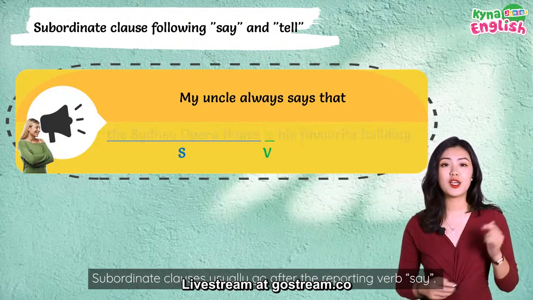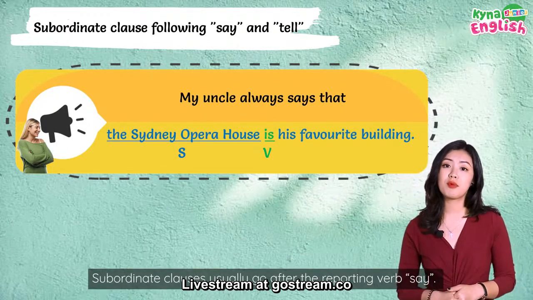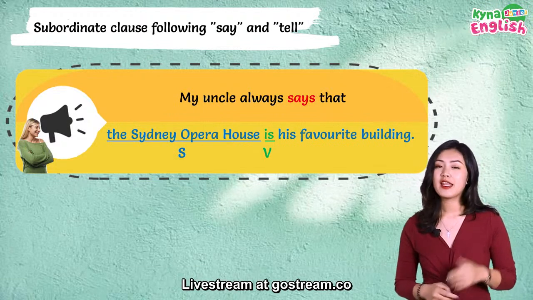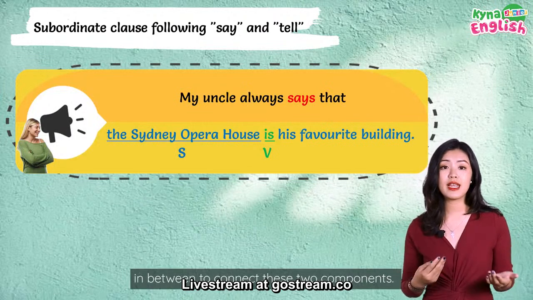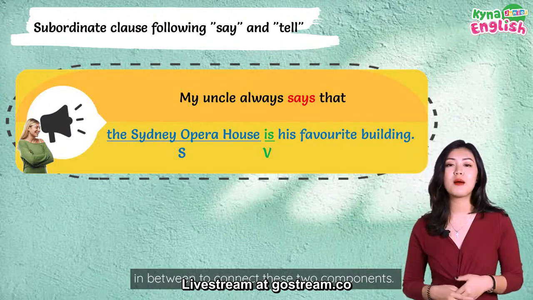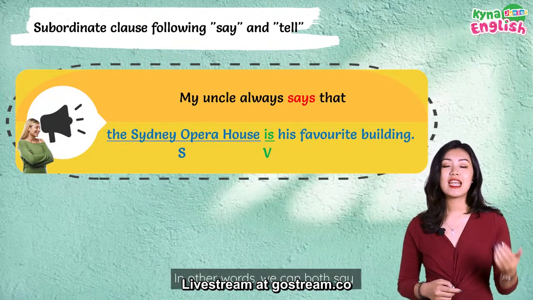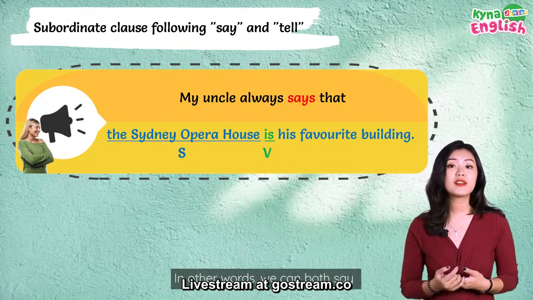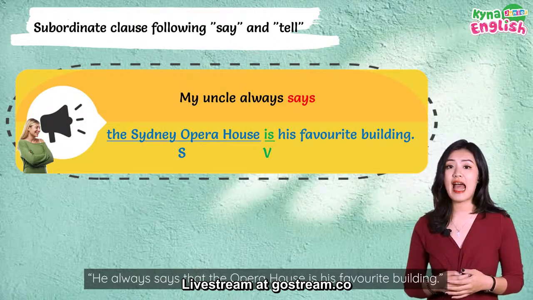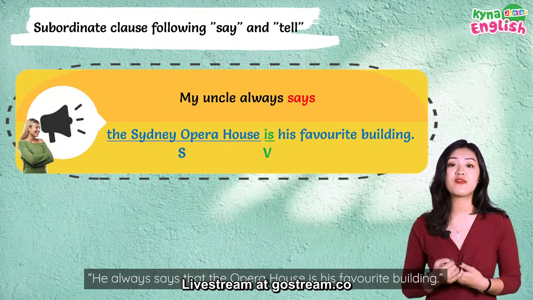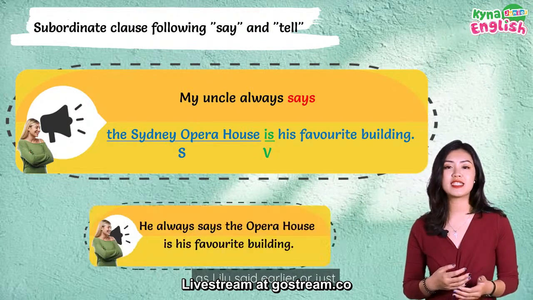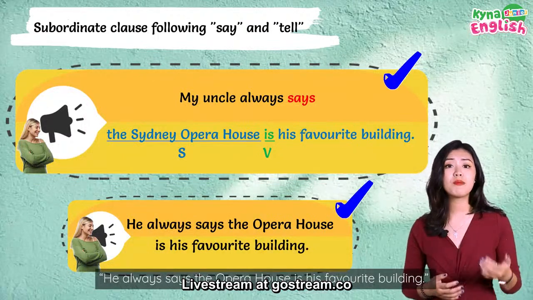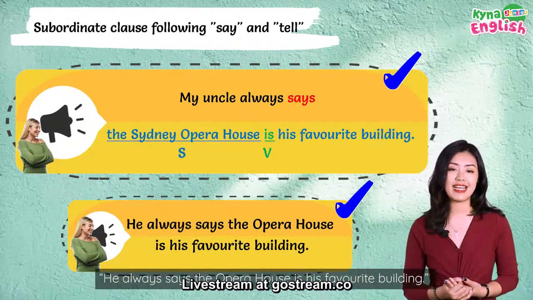Subordinate clauses usually go after the reporting verb say. There may or may not be the conjunction that in between to connect these two components. In other words, we can both say, "He always says that the Opera House is his favorite building," as Lily said earlier, or just, "He always says the Opera House is his favorite building."